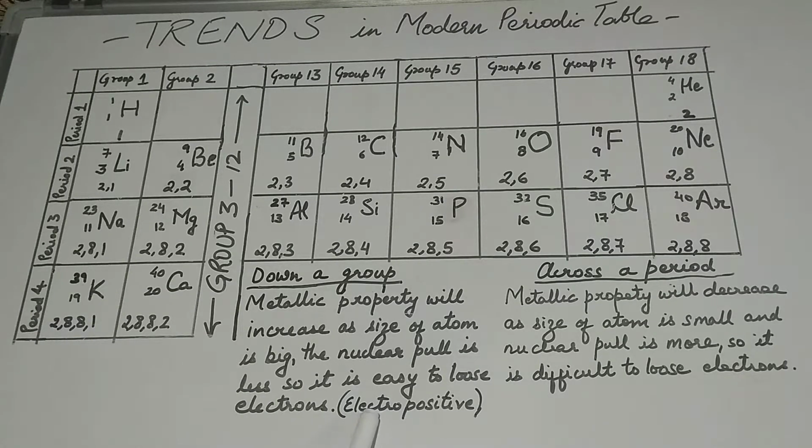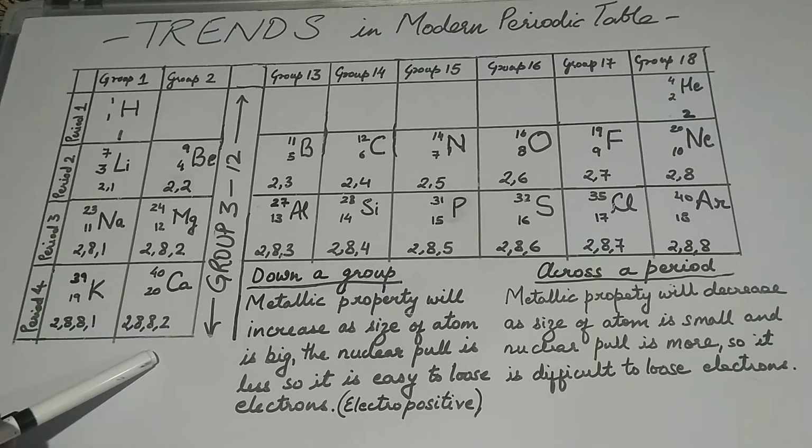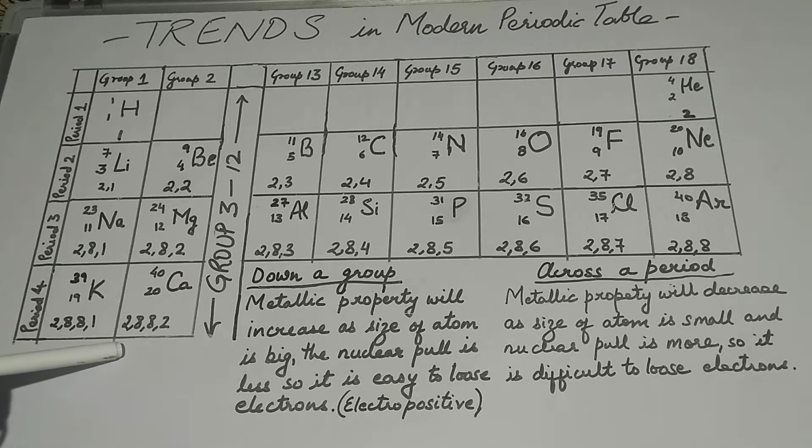We say metals are electropositive because they lose electrons. So down a group, the metallic property is going to become more. Which means that if you compare lithium and potassium, potassium will be more metallic compared to lithium. Same way, beryllium will be less and calcium will be having more metallic property. Though the number of electrons are same, because the size of calcium is bigger, it will easily lose electrons compared to beryllium.